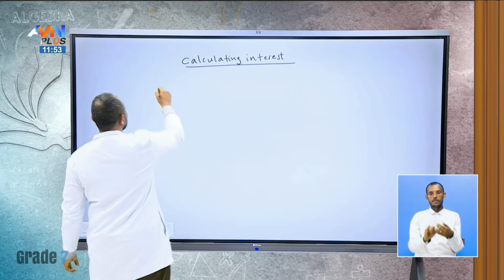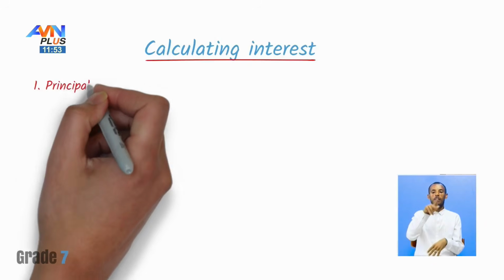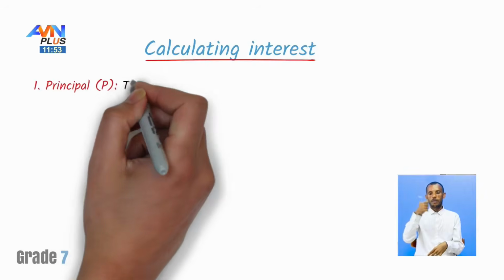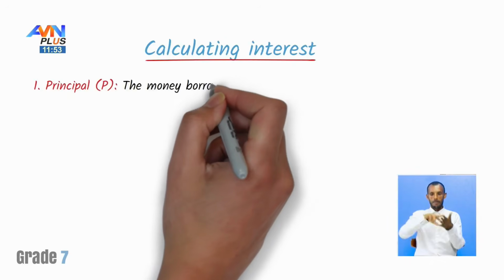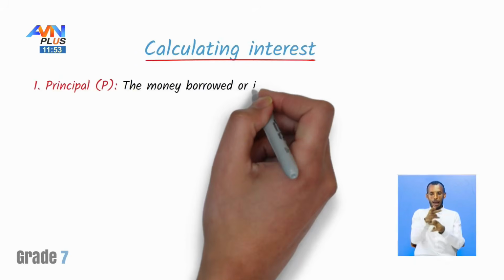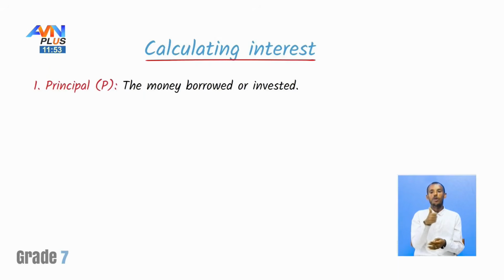So the terminologies are: one, principal. We use the symbol P for principal. What does this mean? Principal is the money borrowed, loaned, or invested. The money borrowed or invested is called principal. This is the first terminology.